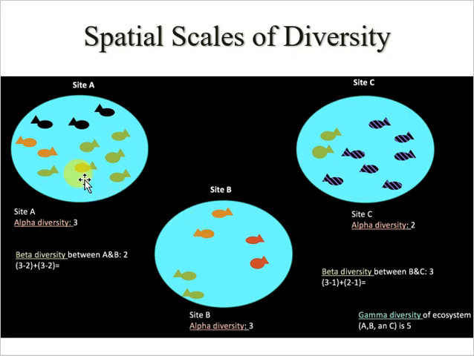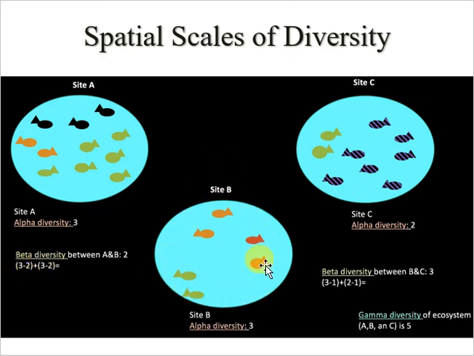So we can take the beta diversity between site A and site B. To calculate that, we'll start with site A, right? Site A has, in total, an alpha diversity of 3, so it has 3 different species. Now, between these 2 sites, how many species are common? Well, both sites have this orange species and the green species. So 2 species are shared between the sites. From the alpha diversity of 3, you subtract 2. 2 are shared. You do the same thing for site B, right?